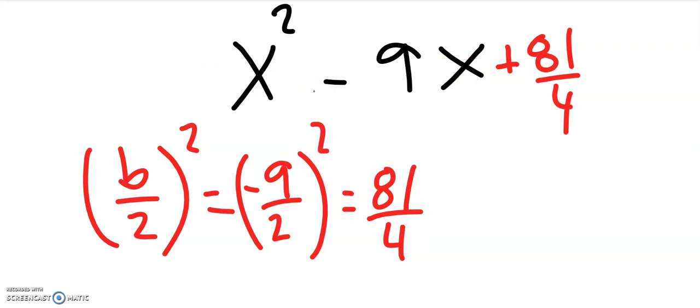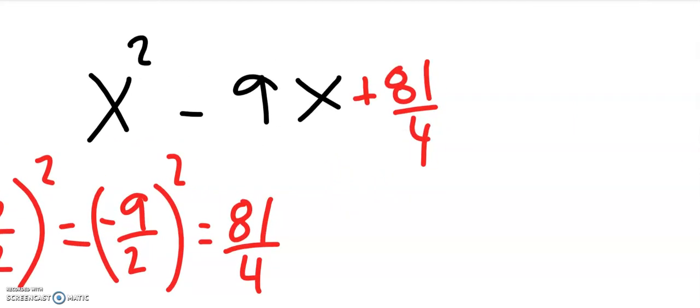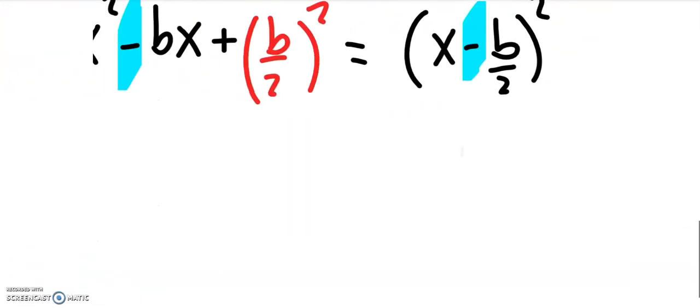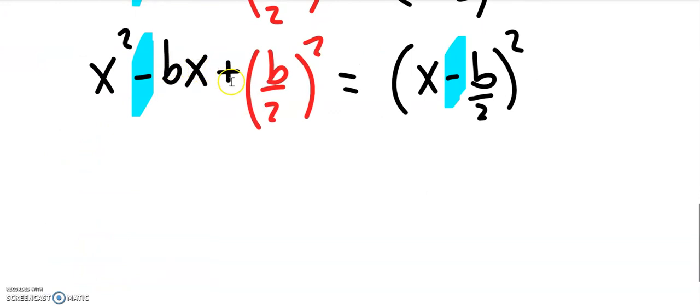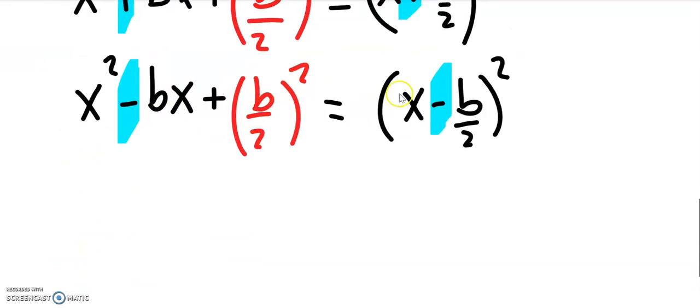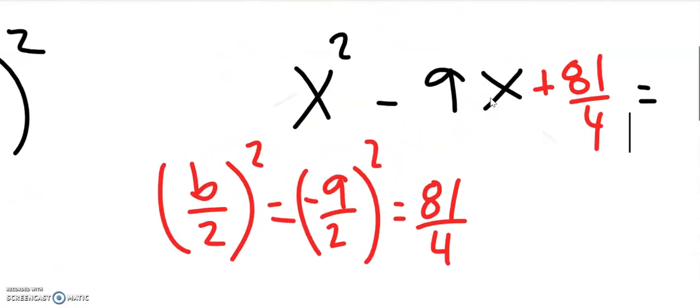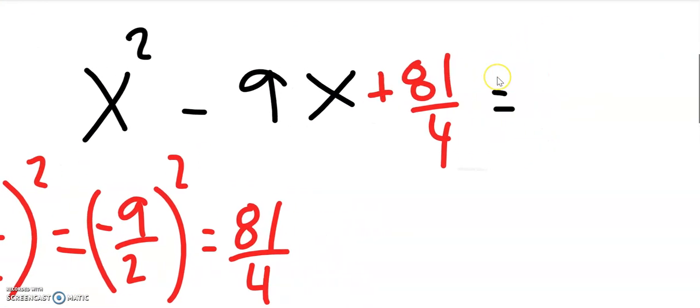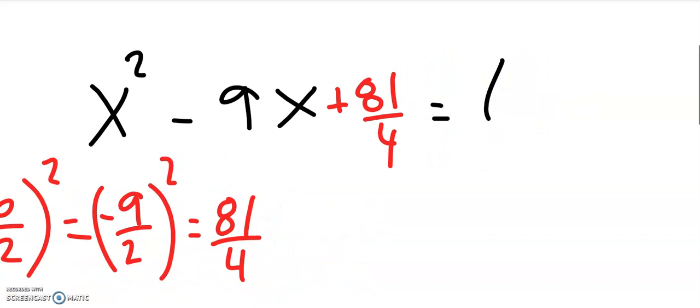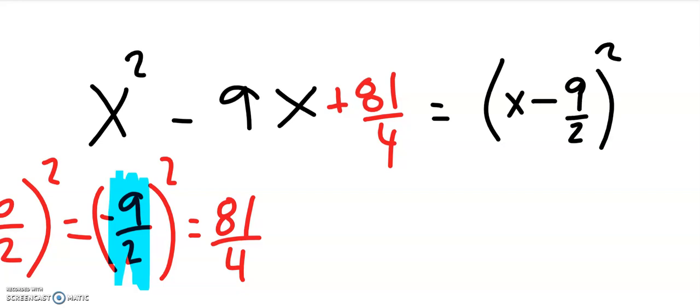Well, what if I want to factor this? If I want to factor this, I can use the formula that we previously talked about, right? x squared minus bx plus b over 2 squared is equal to x minus b over 2 squared. And that's pretty much what we have here, right? It's the same thing that we have here. And I can just write it as x minus, well, b over 2 is this. b over 2 is that. So I'm going to write down x minus 9 over 2 squared.